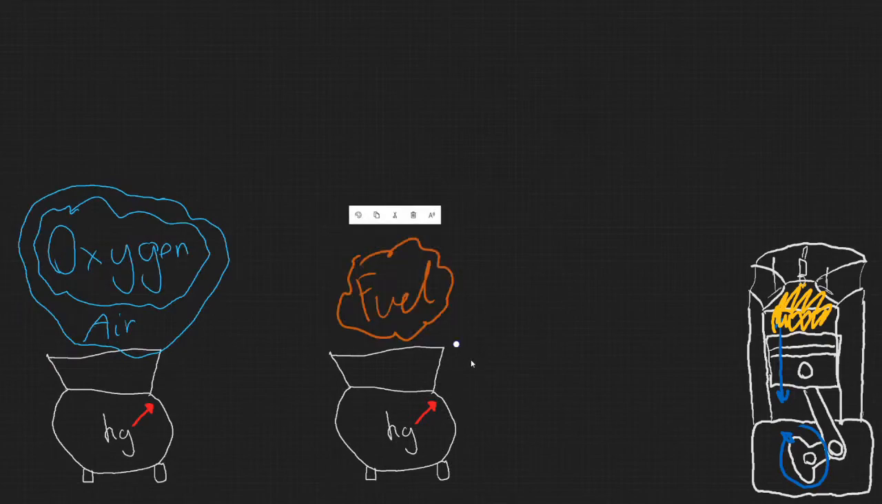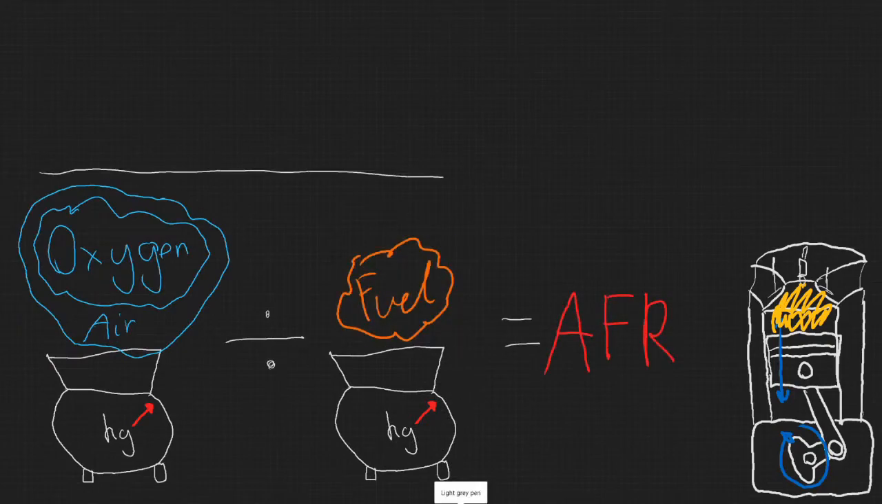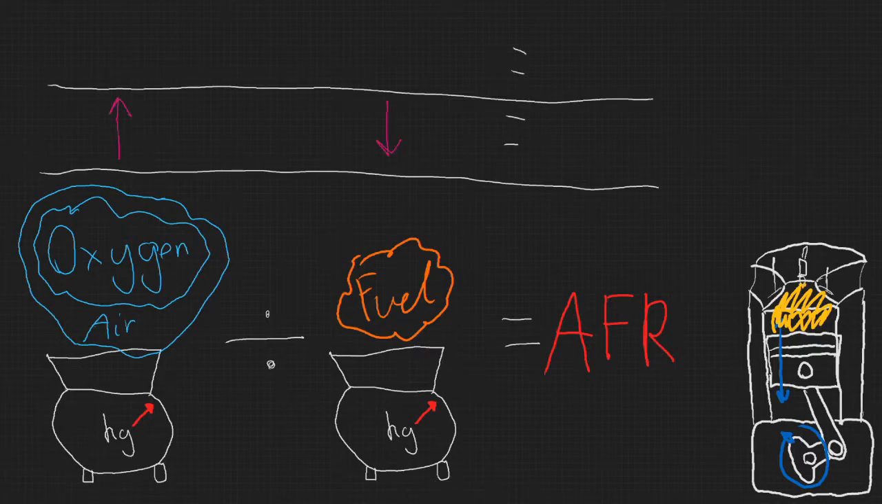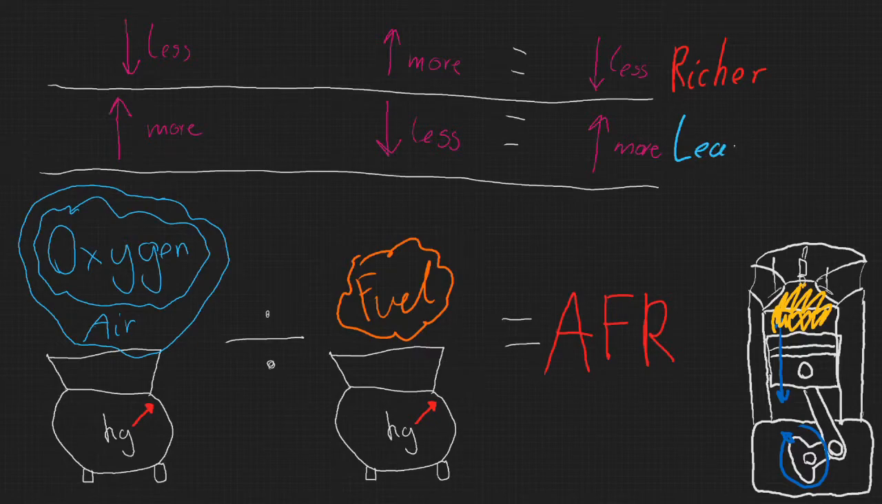air-fuel ratio, or AFR. As AFR is the mass of air divided by the mass of fuel, a higher value would mean more air, or less fuel, and a lower value would mean less air, or more fuel. Often you will hear this described as richer or leaner, where a higher AFR is leaner by adding air or removing fuel, and a lower AFR is richer by adding fuel or removing air.